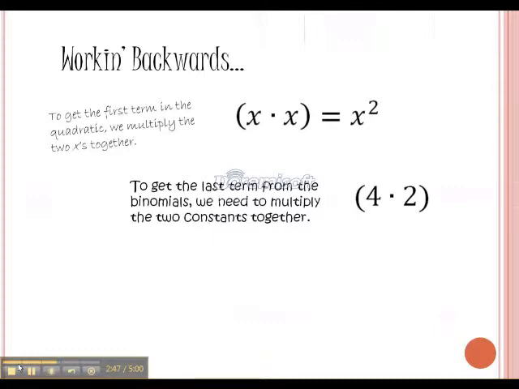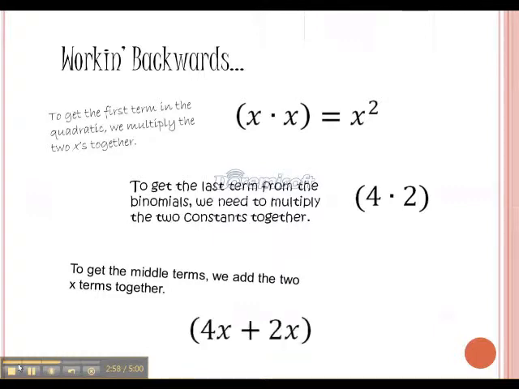And to get the middle term, we add the two x terms together. So we get 4x plus 2x, which equals 6x, what was in our quadratic. I wonder if there's a relationship. 4 times 2 equals 8, but 4 plus 2 equals 6. And those just happen to be in our quadratic. Take a minute and pause the video, and see if you can find the relationship.